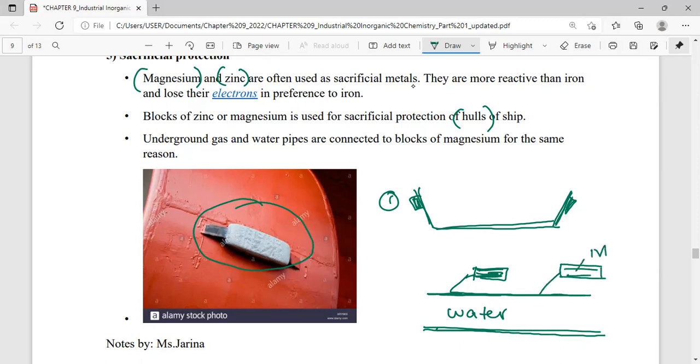The same idea here also: these magnesium blocks will react with the oxygen, and they become oxidized when compared to the iron pipes. This part is made of iron. Is that clear? So what happens is, once the magnesium gets corroded, once the blocks become smaller, they will be removed and new ones will be replaced. Don't you think that this is an efficient method of rust prevention?